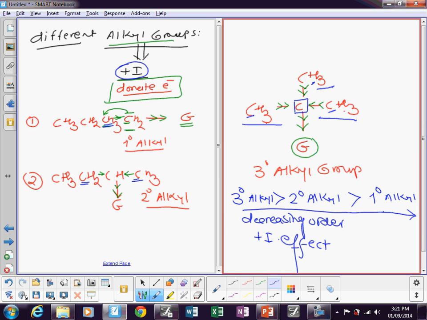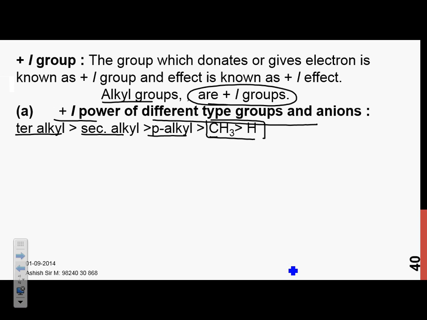Are you getting this? Okay, let's continue. So that's what has been explained to us. Positive power of different types of groups: tertiary alkyl is highest, then secondary alkyl, then primary alkyl. Till here, have you understood? Okay. Now, let's go to the next.